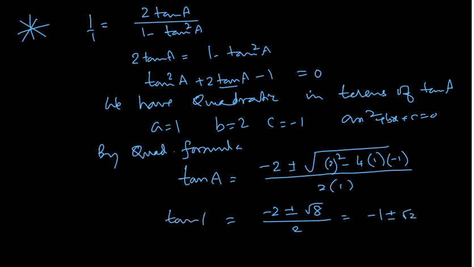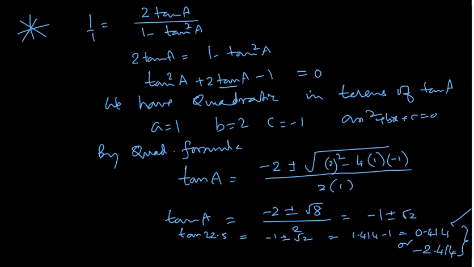But we know that A is nothing but tan 22.5. This is the value of tan 22.5. In other words, it's 1.414 minus 1, which is 0.414. Or, if you take the negative, you'll have minus 2.414. These are the two values.